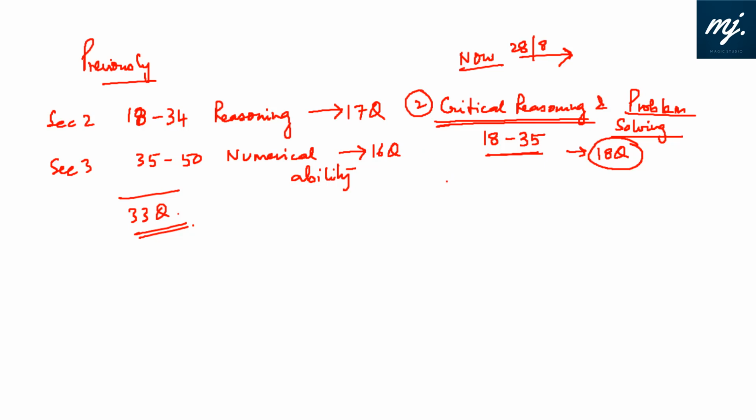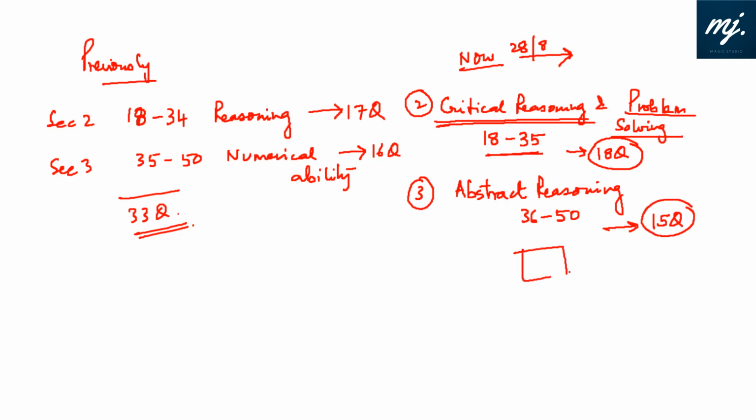Section 3, they call it abstract reasoning. Abstract reasoning, full of non-verbal reasoning and coding, decoding, odd one out, number series, logical sequence of words, etc. And this abstract reasoning was from question number 36 to question number 50. That makes it a 15 question section. And here altogether was again 33 questions.